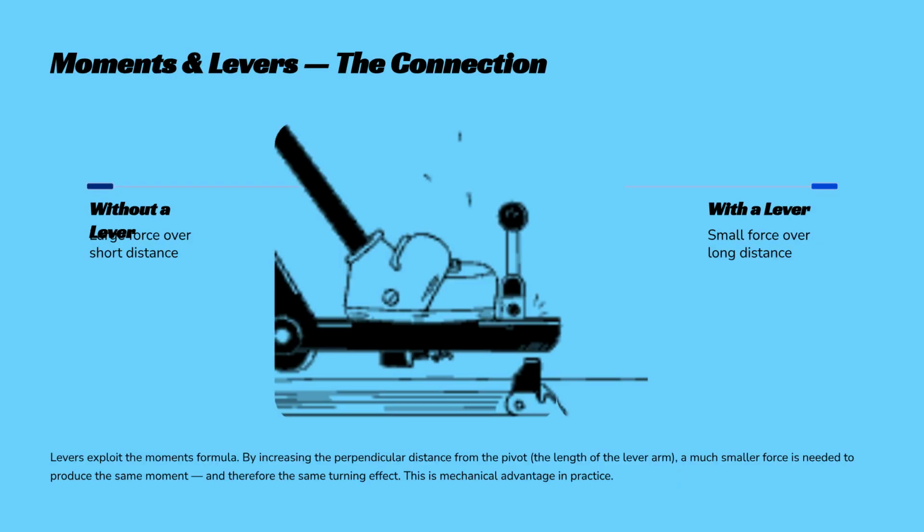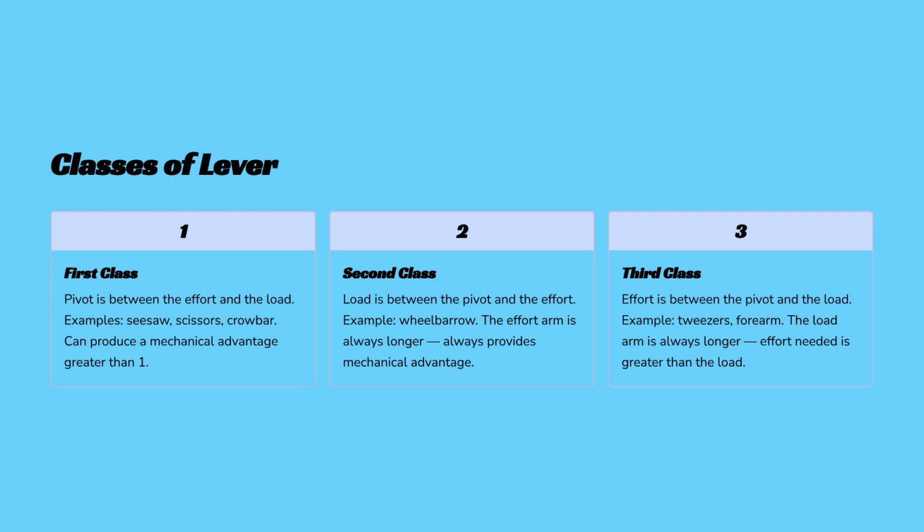Levers effectively use the moments formula. By increasing the lever arm, you can move heavy loads with smaller forces, providing mechanical advantage. There are 3 classes of levers. First class levers have the pivot in the middle. Second class have the load in the middle, and third class have the effort in the middle.